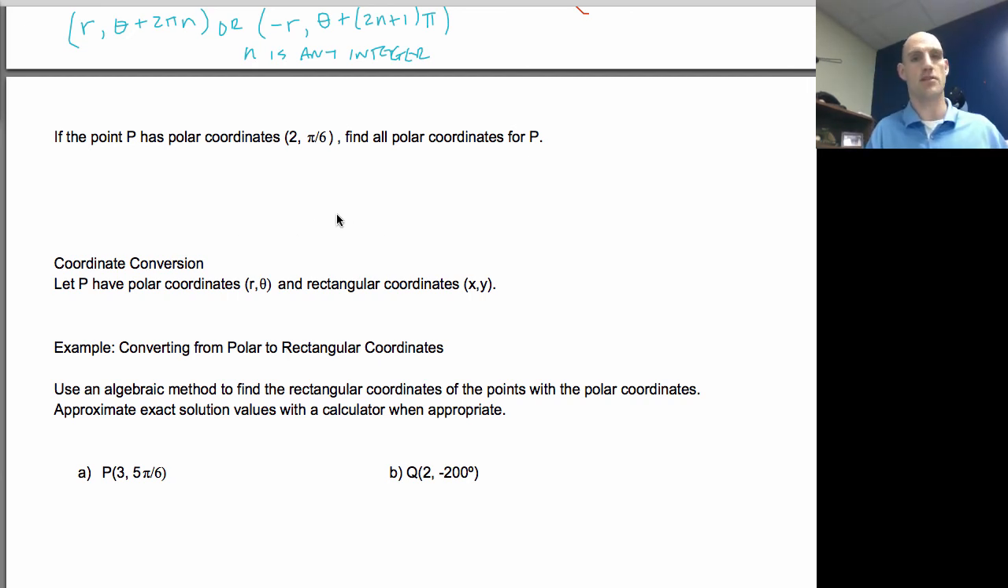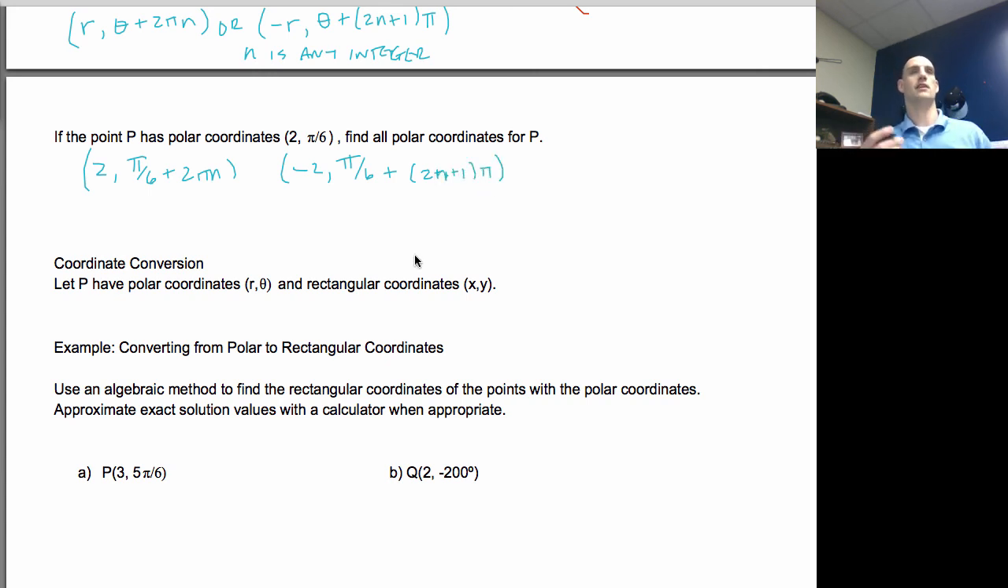All right, so I'm going to roll straight through. If you want to pause it and try it, you can. So I've got two possibilities. One is 2 comma pi over 6 plus 2 pi n. Okay, and the other one's going to be negative 2 comma pi over 6 plus 2n plus 1 times pi. That's all there is to it. Okay, so I got to take into account both of those pieces, and that's going to give me that.